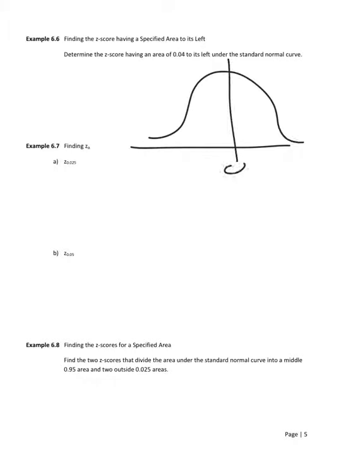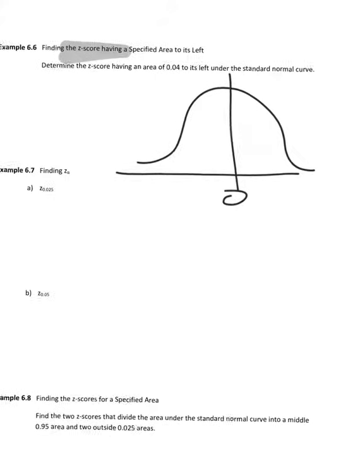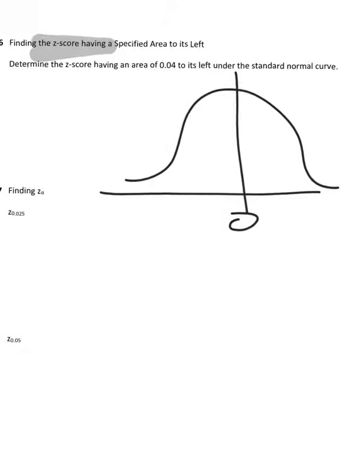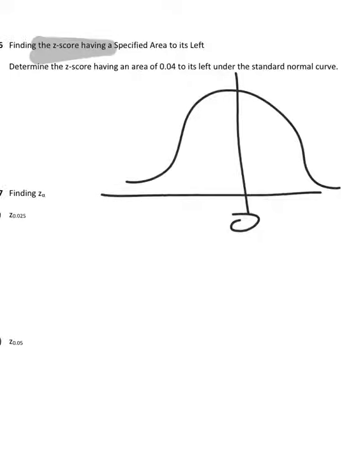So still we have a standard normal distribution. Yep, mean was 0. See the z, right? Please read this problem carefully. Example 6.6. What do we need?